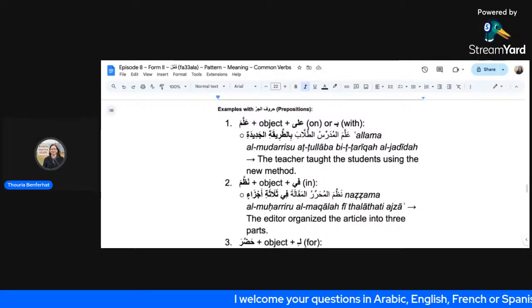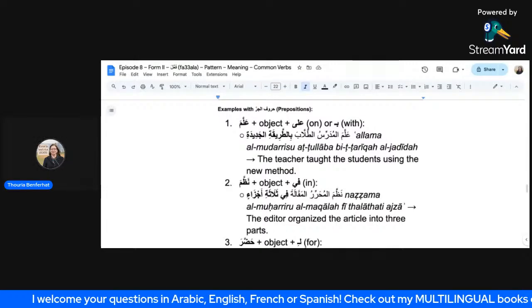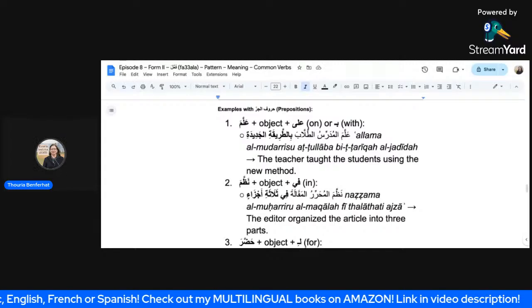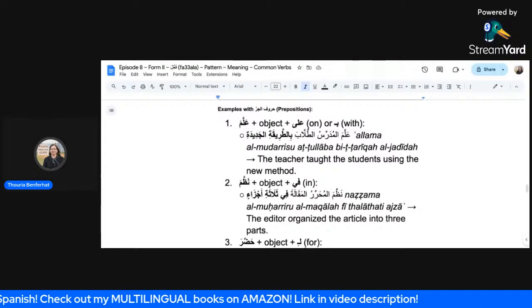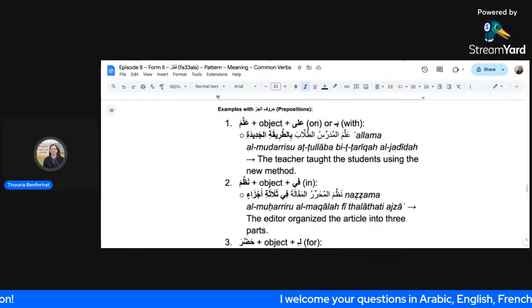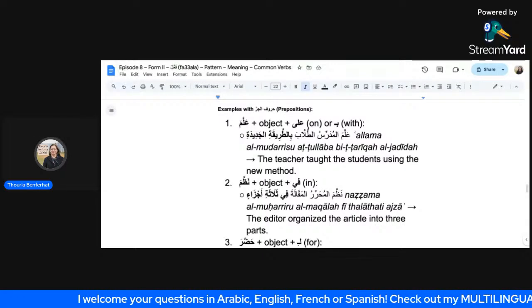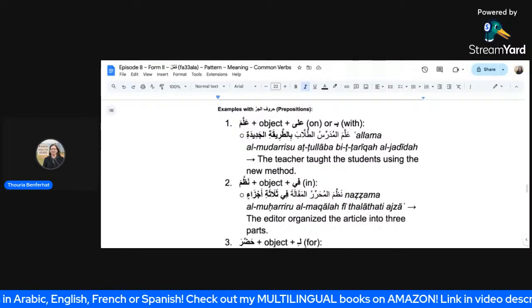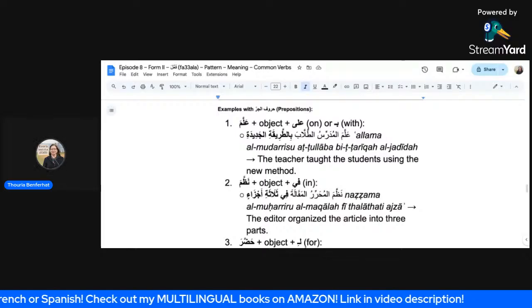So allama could take an object with ala or bi. For example, you could say علم المدرس الطلاب بالطريقة الجديدة. That means the teacher taught the students using the new method. You're extending the meaning by adding a complement preceded by a preposition. And the preposition here is bi.